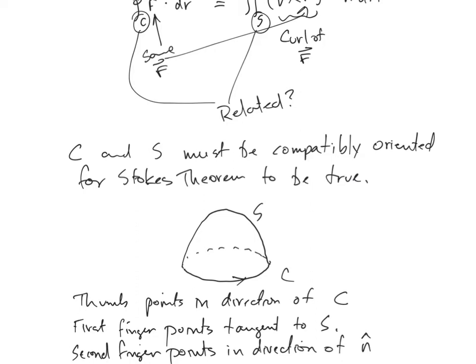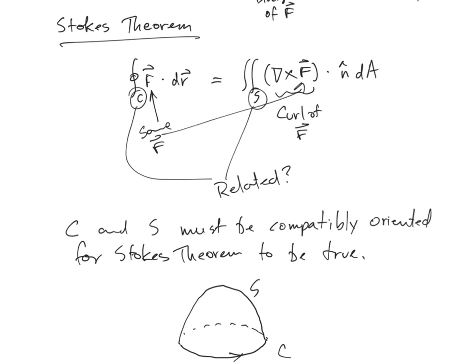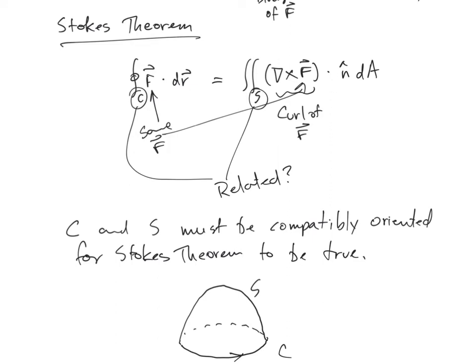I'm just going to scroll down a bit here so I can reach the screen. We'll go back up in a second. So if I take my right hand, I pick some point along the curve C. I'm going to pick this point right here at the front. And I'm going to point in the direction of the curve C. My first finger is going to be tangent to this surface.